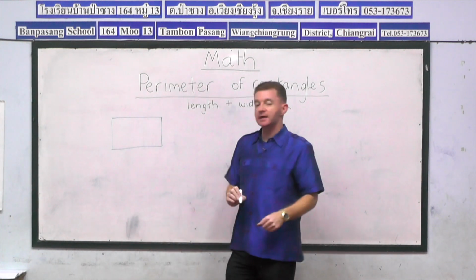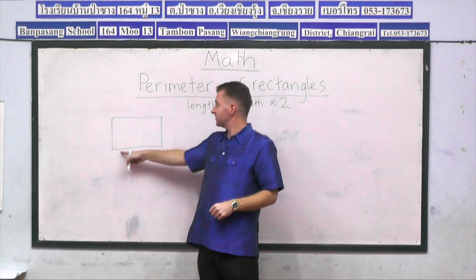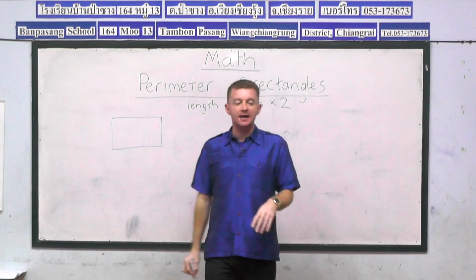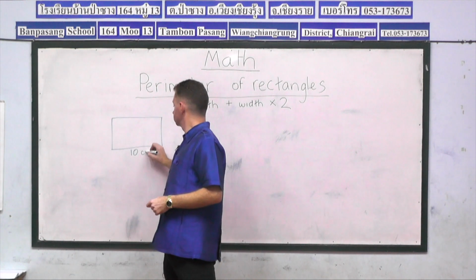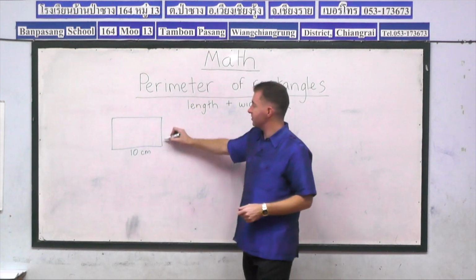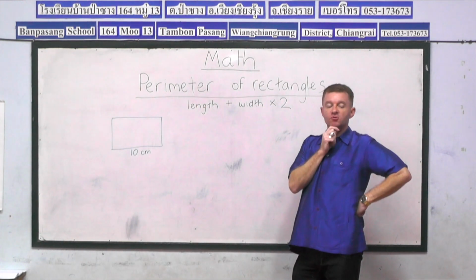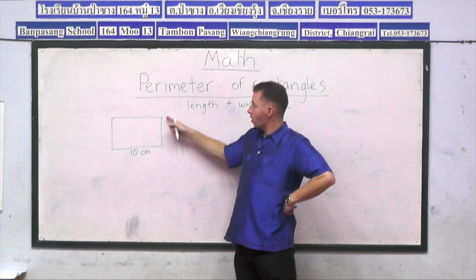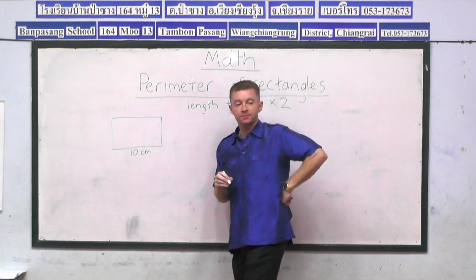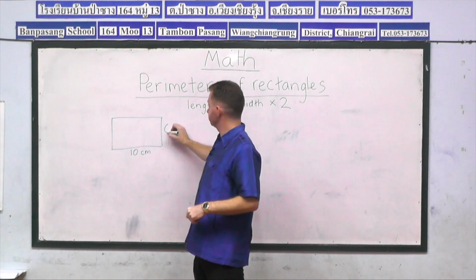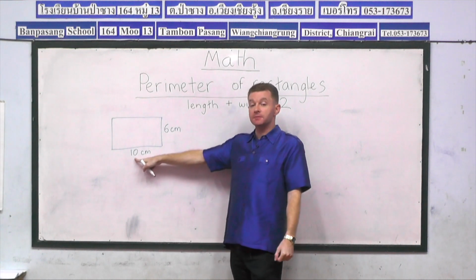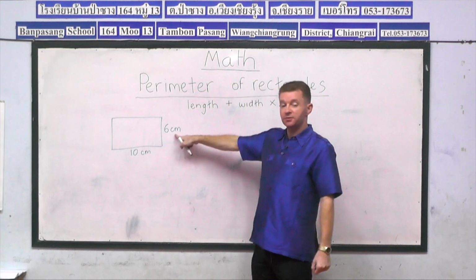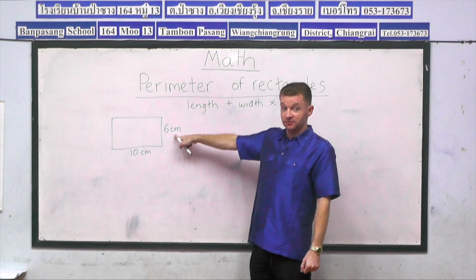What shall we say is the length of this side, guys? How many centimeters? Doesn't have to be exact, just 10. And what shall we say the width is of that side? Has to be shorter. If the length is 10 centimeters here, what will the width be in centimeters? 6 centimeters. Okay. So we've got length, 10 centimeters, width, 6 centimeters.